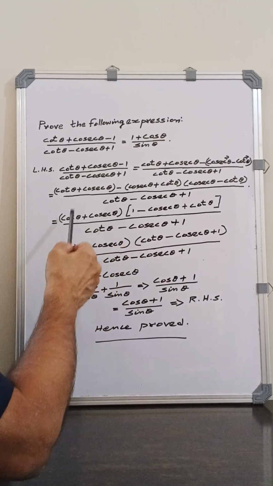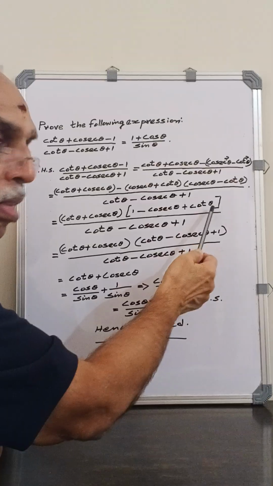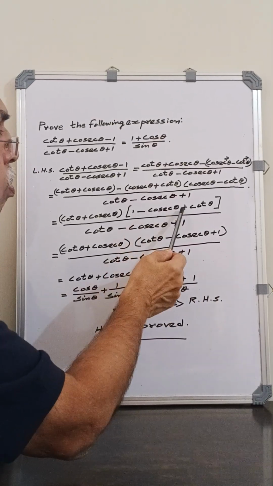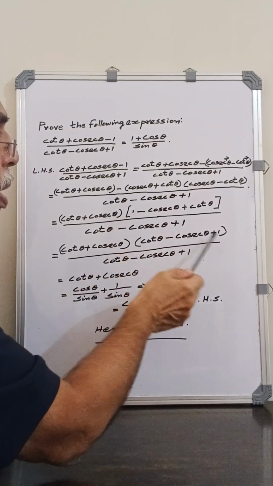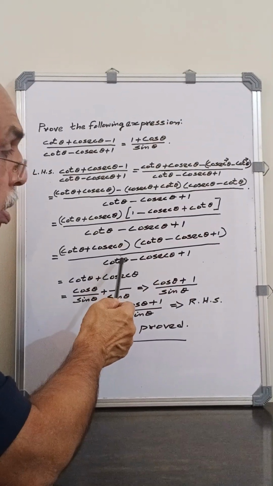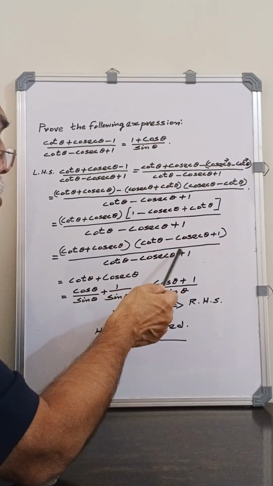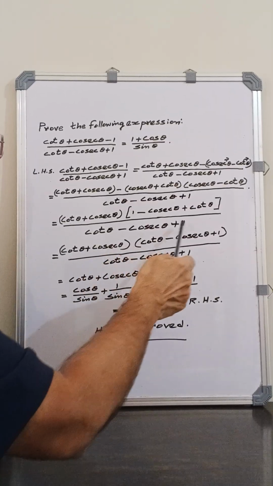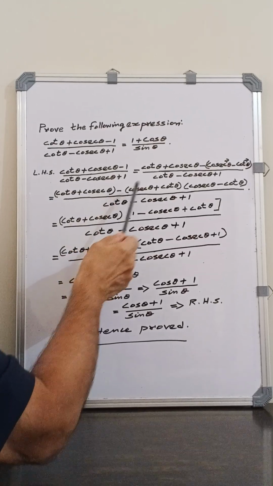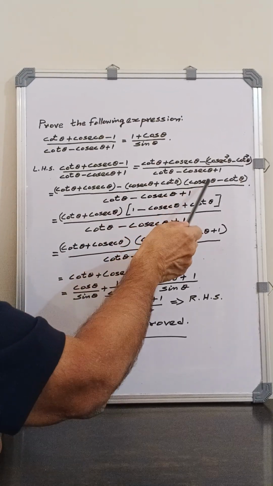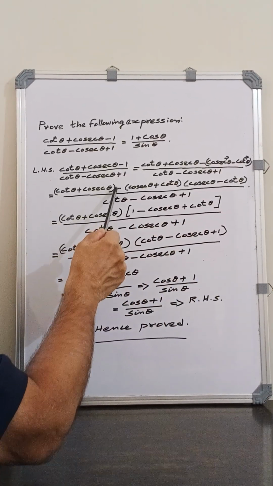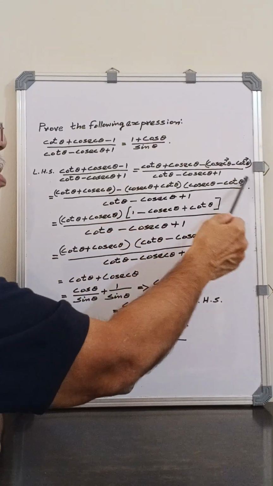Cot theta plus cosec theta, here I am rearranging the terms, plus cot theta here into cot theta minus cosec theta and plus 1 here, similar to the denominator cot theta minus cosec theta plus 1. Here I am once more explaining: cot theta plus cosec theta minus cosec theta plus cot theta into cosec theta minus cot theta. In this expanded form, this one is the first term and this whole thing is the second term.